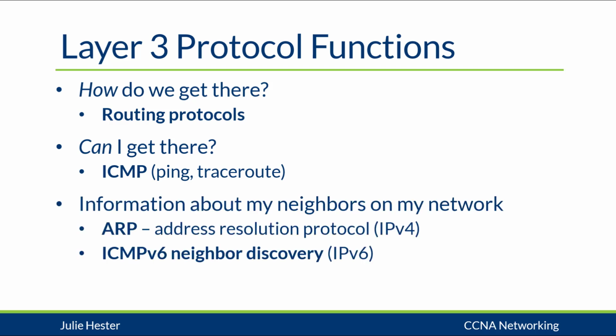Finally, we need information about neighbors on our local network to support Layer 2 functions. We use ARP, or Address Resolution Protocol, in IPv4 networks, and ICMP v6 Neighbor Discovery in IPv6 networks. Each of these protocols finds our local neighbor's MAC address so that we can build a Layer 2 frame.